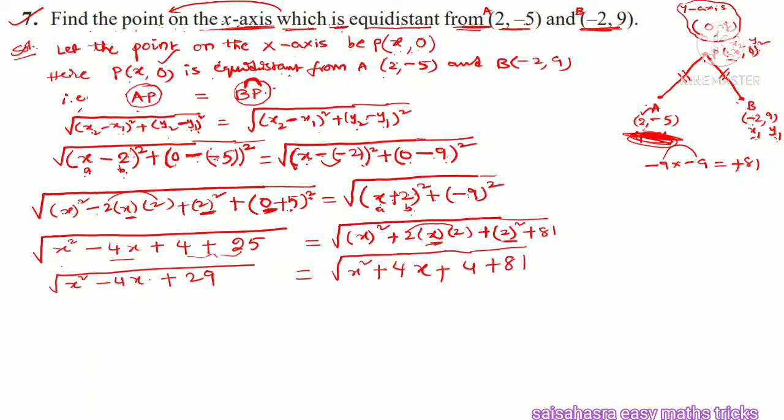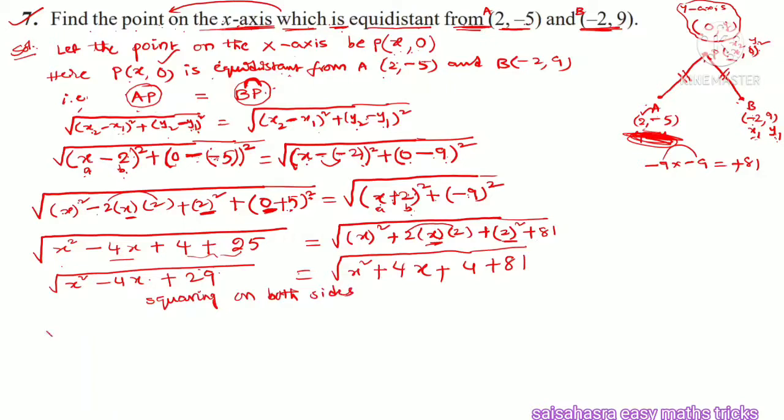To avoid this square root, present on the left side as well as the right side, we have to apply the opposite operation. The opposite of square root is square, and the opposite of square is square root. That means to avoid the square root, we have to do squaring on both sides.